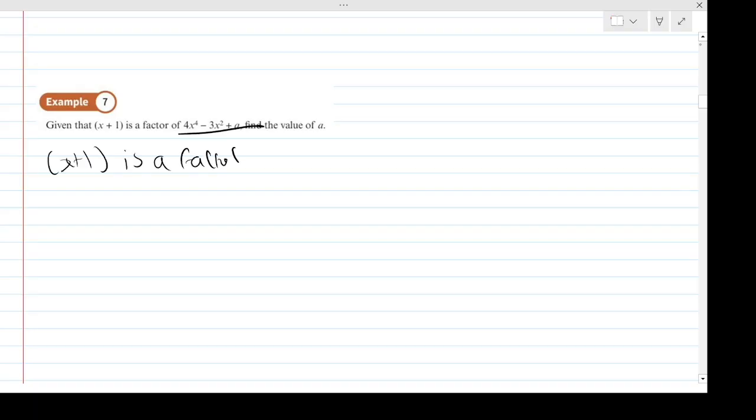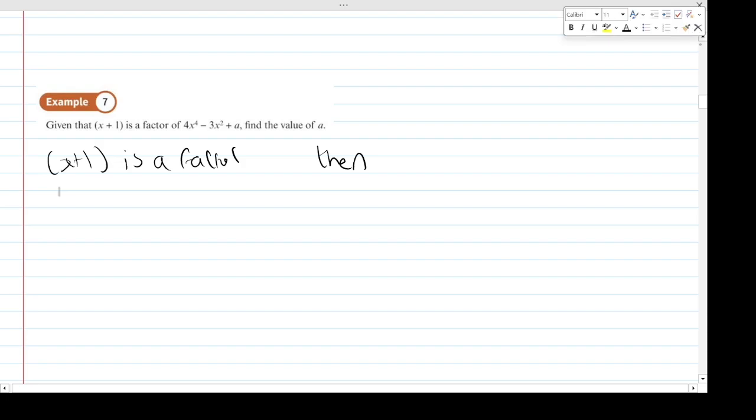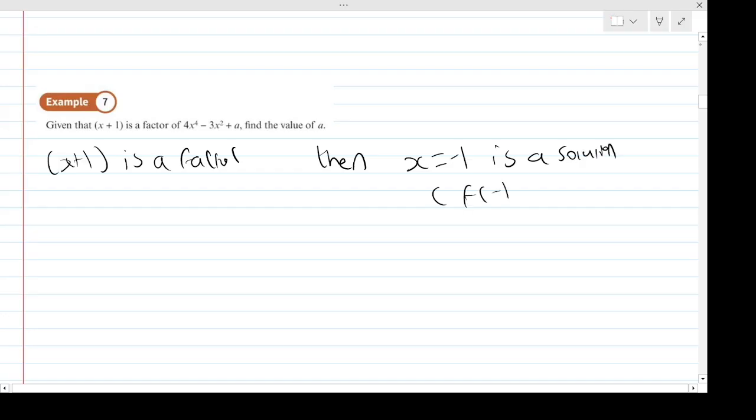Well then, what does that mean? That means that if x plus 1 is a factor, then the root would be, you'd have to set the bracket to 0, so x would be minus 1. So x equals minus 1 is a solution. Or we could say alternatively f of minus 1 equals 0, where f of x is this expression here. Well, then that's what we're going to do. We're going to plug in minus 1, x is minus 1, into this expression here. And it has to be 0, because that would be a solution to the equation if it was 0.